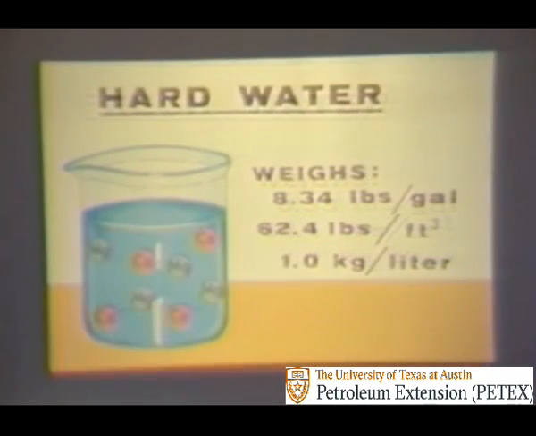Another water used in muds is hard water. Hard water contains calcium, Ca, and magnesium, Mg, in solution. Hard water weighs about the same as fresh water, 8.33 pounds per gallon, 62.4 pounds per cubic foot, or 1 kilogram per liter. Incidentally, hard water can be softened by adding chemicals like soda ash, phosphate, or caustic soda.